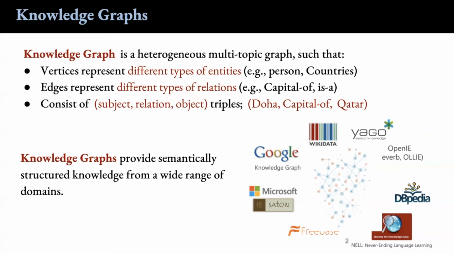Knowledge graph is a semantic knowledge base that integrates factual knowledge from a wide range of domains into a single graph, a graph that consists of a set of entities or nodes and the relationships between them. This graph is usually presented as a set of triples, like Doha, capital of Qatar. Knowledge graphs bring potent solutions for many tasks.